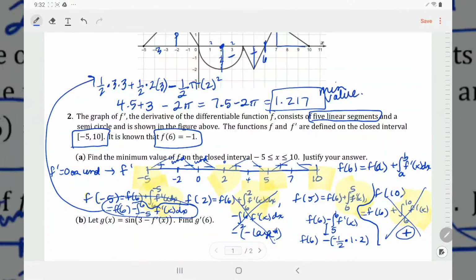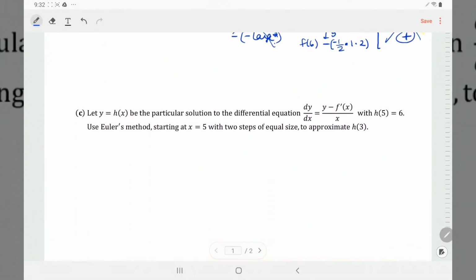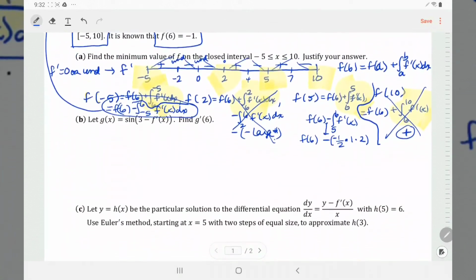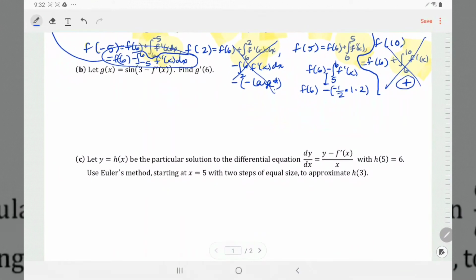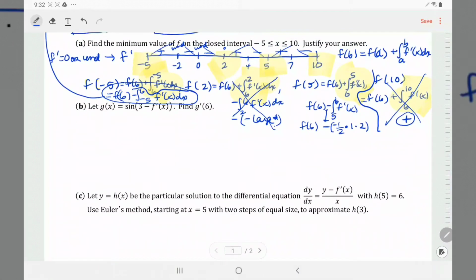I like Euler. Let me jump to Euler. This seems okay though. No, let me do B. So G prime, this seems like a multiple choice question. So that's cosine of 3 minus f prime of x times negative f double prime of x, the derivative of the inside. And then I want G prime of 6, so that's cosine of 3 minus f prime of 6 times negative f double prime of 6.